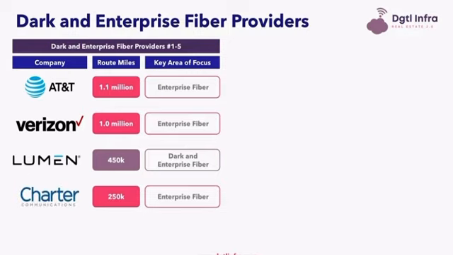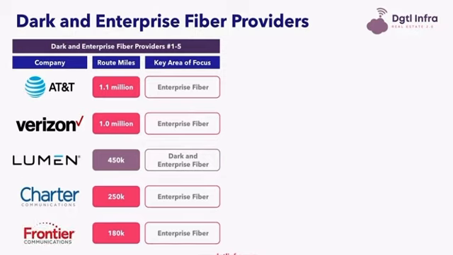Fourth is Charter Communications, which has 250,000 fiber route miles, and its key area of focus is enterprise fiber with a smaller but growing 7% enterprise market share. The fifth largest fiber provider shown is Frontier Communications. Frontier has 180,000 fiber route miles, and its key area of focus is enterprise fiber, with its business shifting towards fiber from declining legacy copper infrastructure.